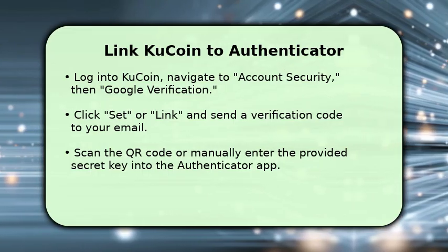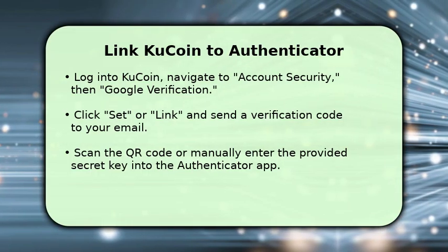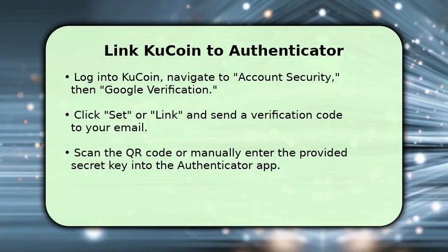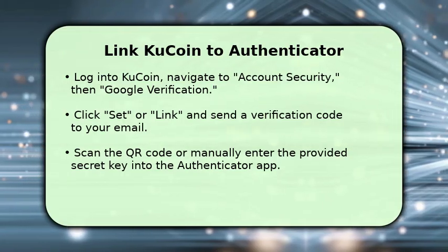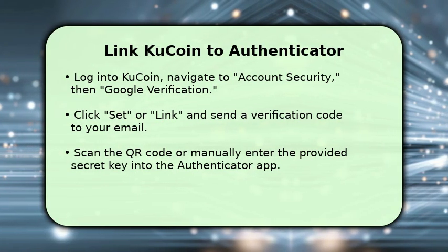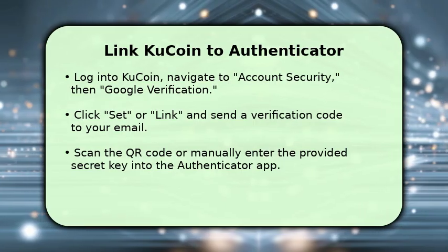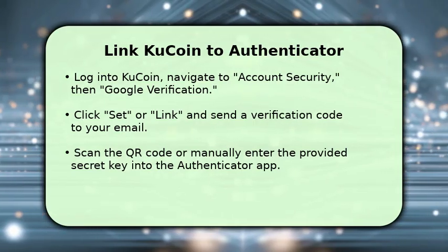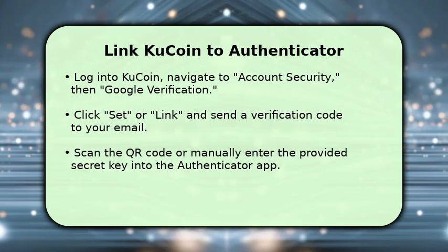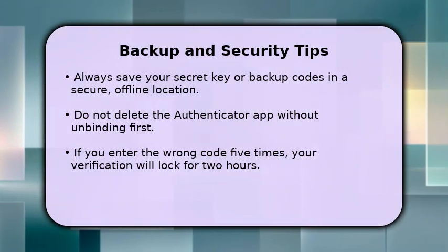Open your Google Authenticator app, tap the plus icon, and either scan the QR code or manually enter the secret key. Finally, input the 6-digit code generated by the authenticator into KuCoin and click Activate. This code refreshes every 30 seconds. Securing your account doesn't stop at binding.